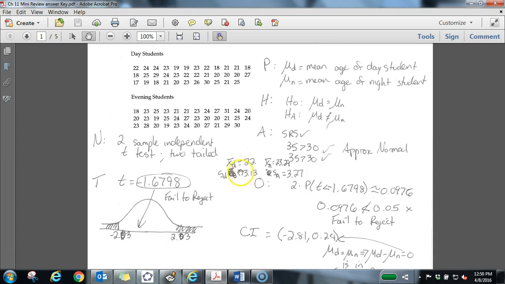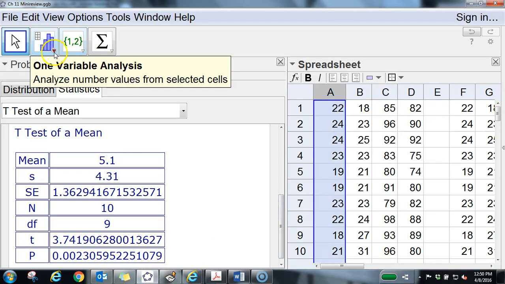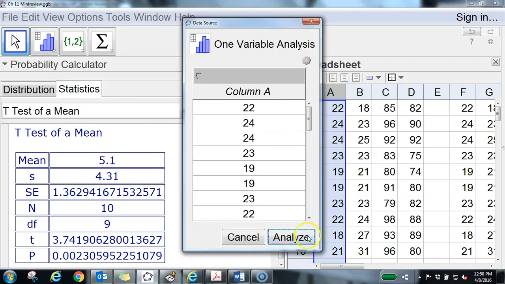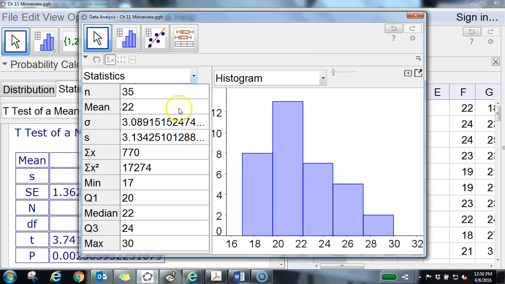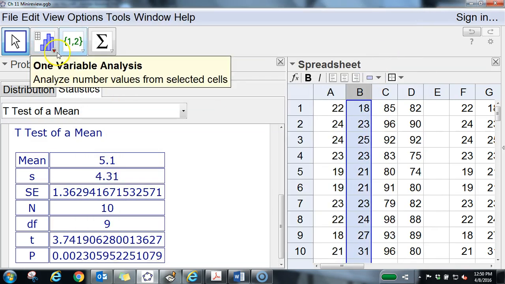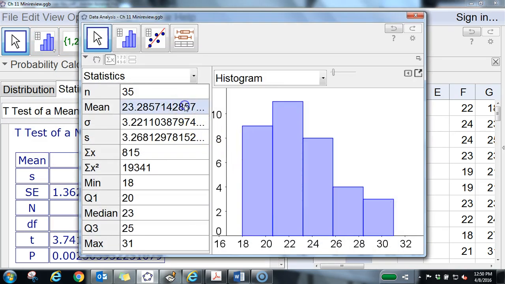So we need to find our data, our x bars, our s's. If we're using GeoGebra, you type in your data, one variable analysis, and you click on show statistics. We get our mean and our standard deviation. We're using S, not sigma, because this is from a sample. Same thing with our second set. We get our mean and standard deviation.